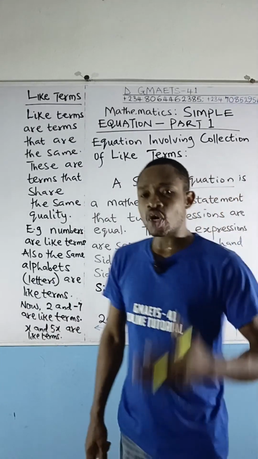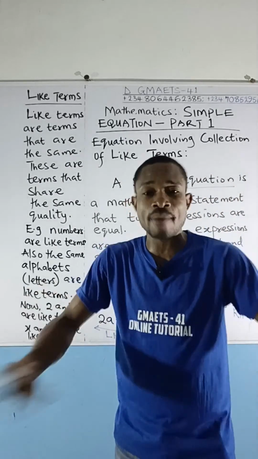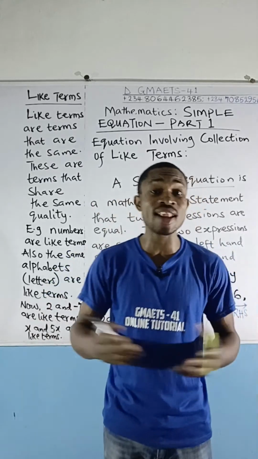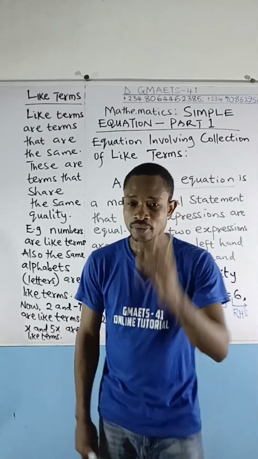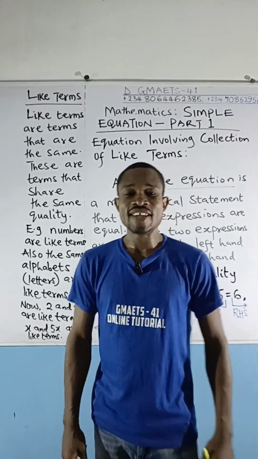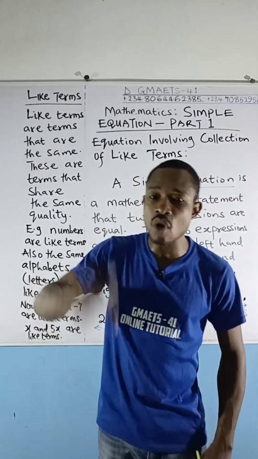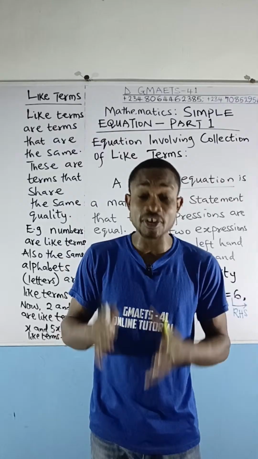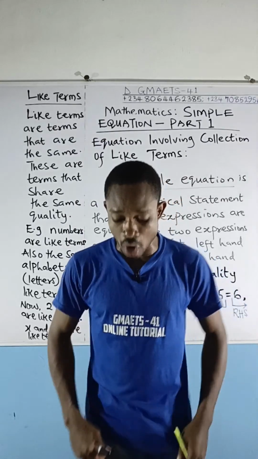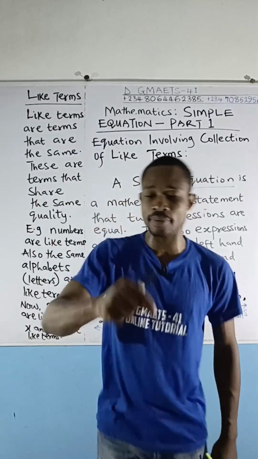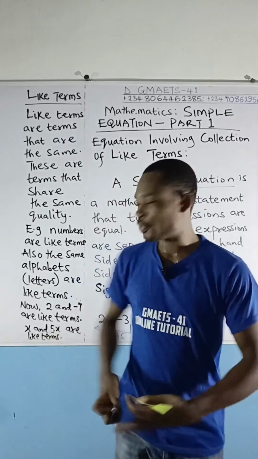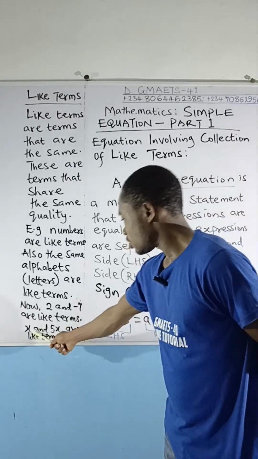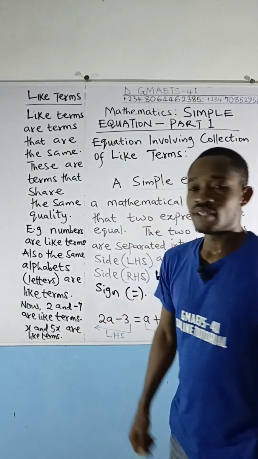Now, let us talk about like terms when we have alphabets. How can you identify alphabets that are like terms? Now, listen to this. The alphabet or letters, for them to be like terms, must be the same. For example, look at this. X and 5x, they are like terms.